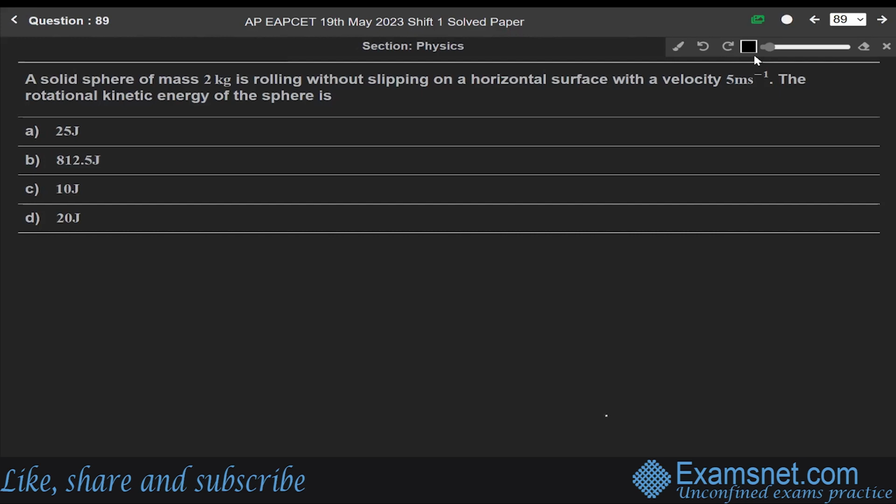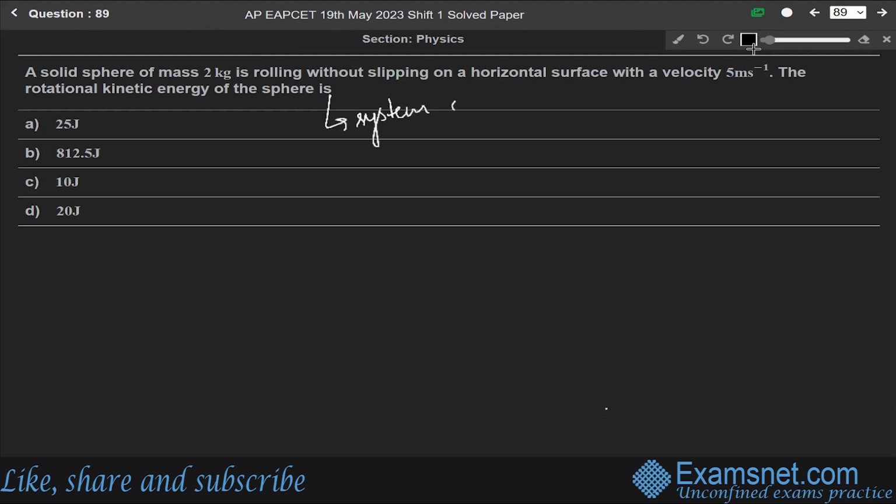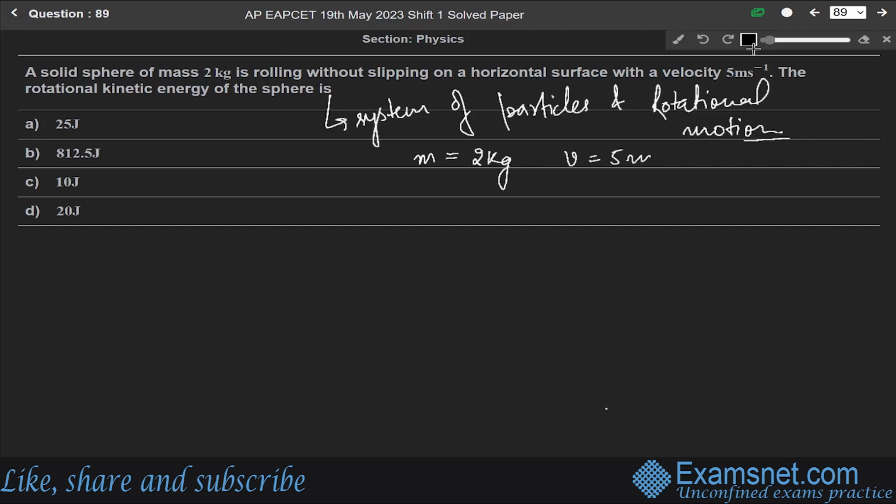So the next question is 89. A solid sphere of mass 2 kg is rolling without slipping on a horizontal surface with velocity 5 meter per second. The rotational kinetic energy of the sphere is. So this question is from the chapter of system of particles and rotational motion. Now we are given mass m equal to 2 kg and velocity v equal to 5 meter per second, and we have to find the rotational kinetic energy of the sphere.